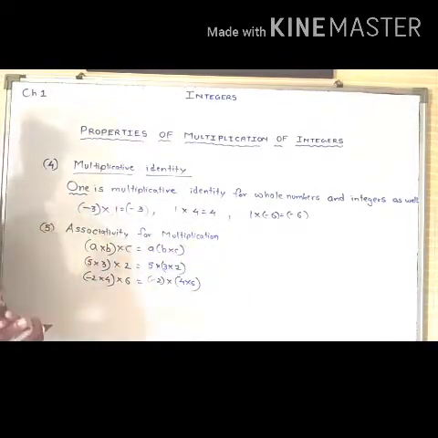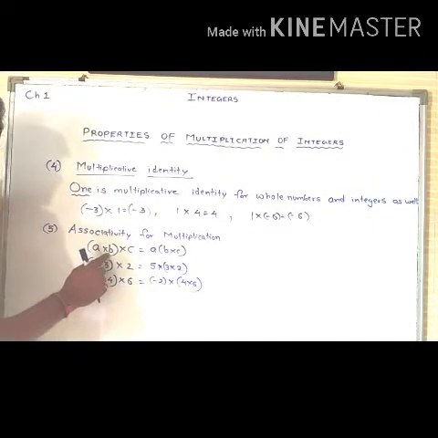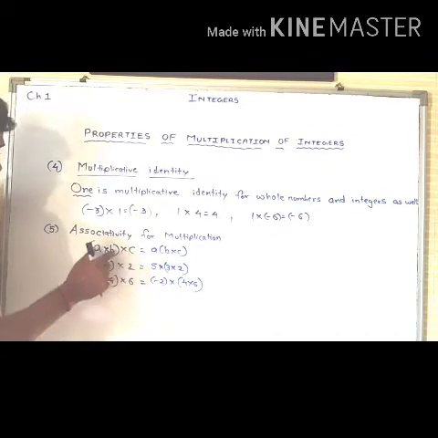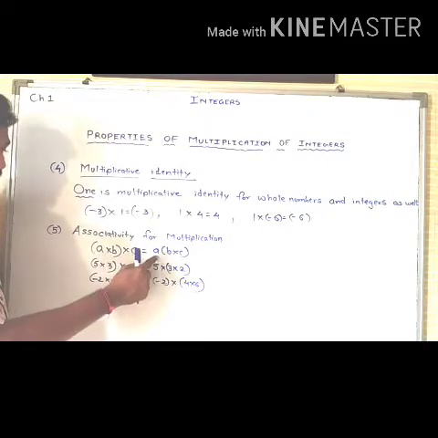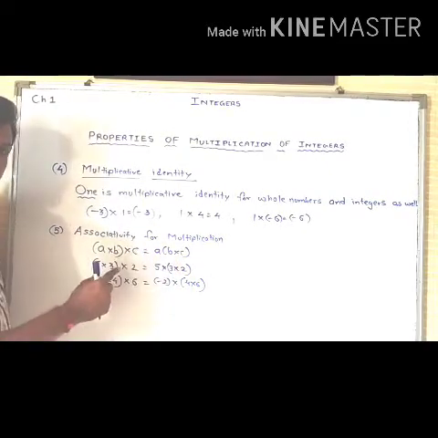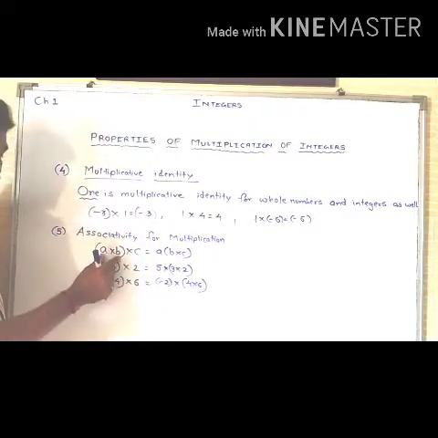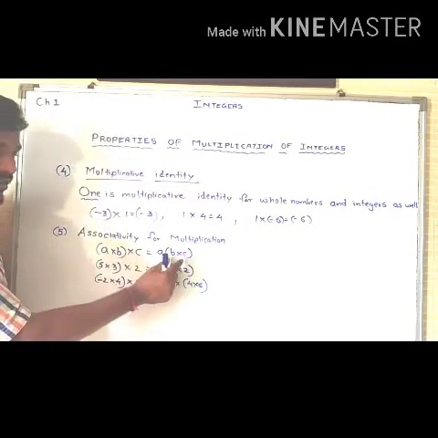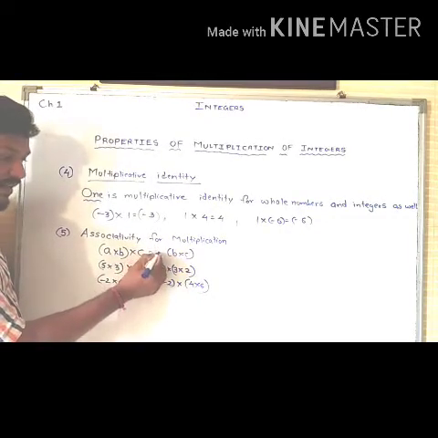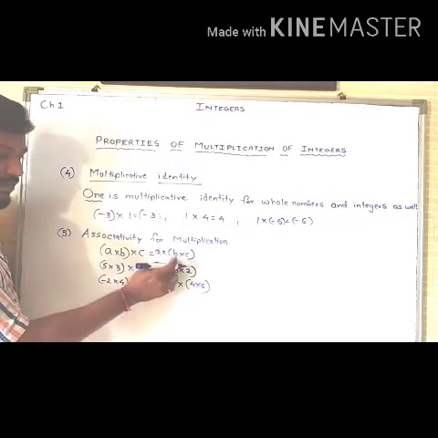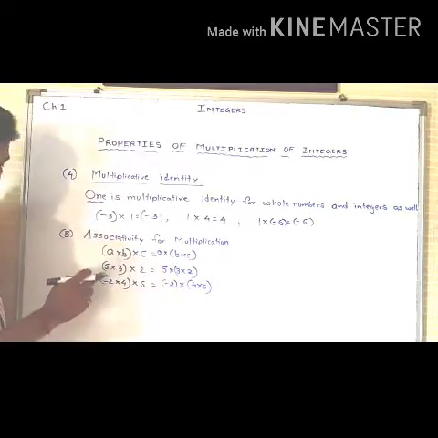Associativity for multiplication. See, a be an integer, b another integer and c the third integer. (a into b) in bracket multiplied by c is always equal to a into (b into c). Means grouping of integers does not affect the result. Here first two terms are in bracket multiplied by the third integer. Here last two terms are in bracket multiplied by the first integer. So we can say that a multiplied by (b into c) is always equal to (a into b) into c.